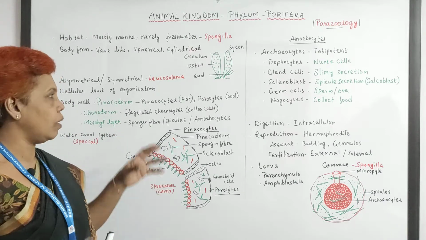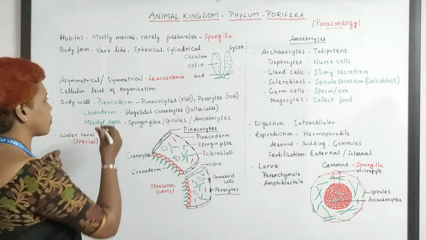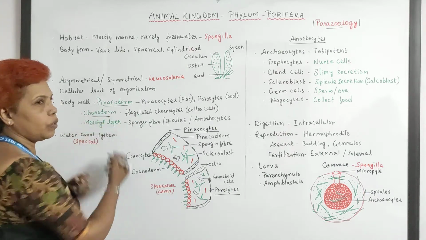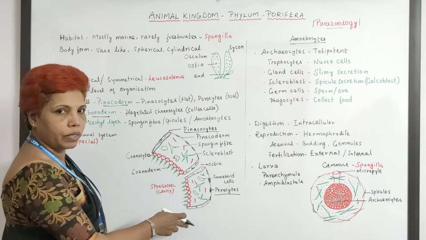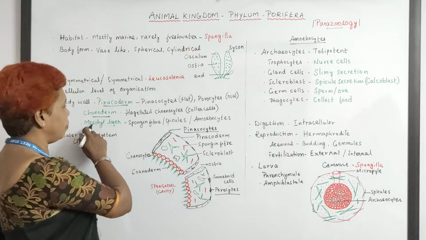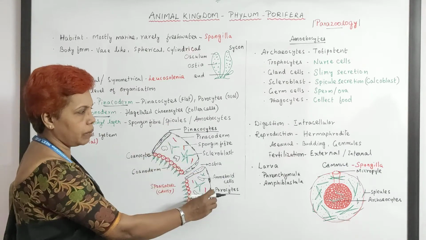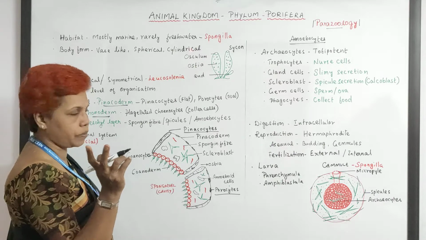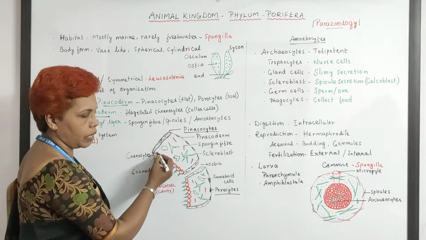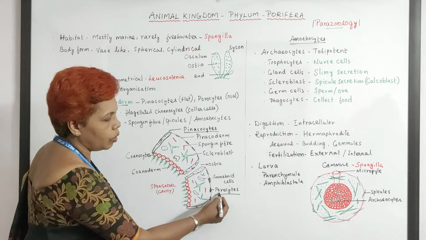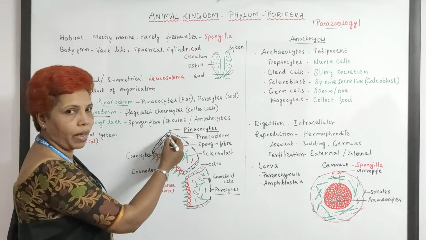The body wall has got two layers, especially pinacoderm and choanoderm. This is the pinacoderm and this is the choanoderm. In between there is a mesohyl layer. This is the layer. So this pinacoderm has got two different types of cells. One is pinacocyte, this is the pinacocyte. Another one is porocyte, these small pores. This is oval and this is flat.